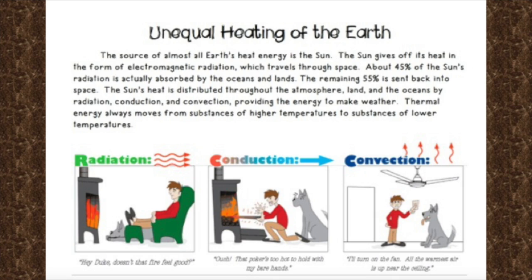The sun's heat is distributed throughout the atmosphere, land, and the oceans by radiation, conduction, and convection, providing energy to make weather. Thermal energy always moves from substances of higher temperature to substances of lower temperature. The heat is going to be lost. So if it's hotter, it's going to lose heat energy to the cooler object or the cooler matter.